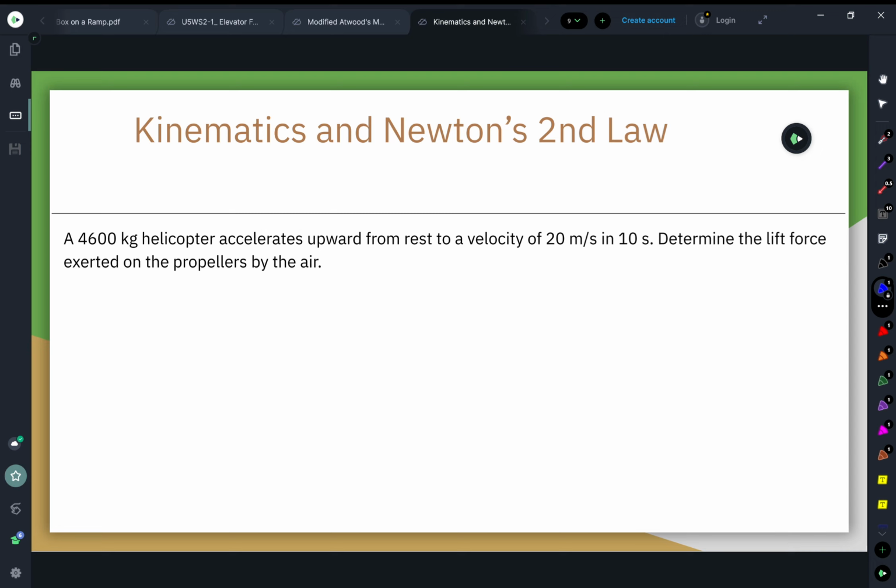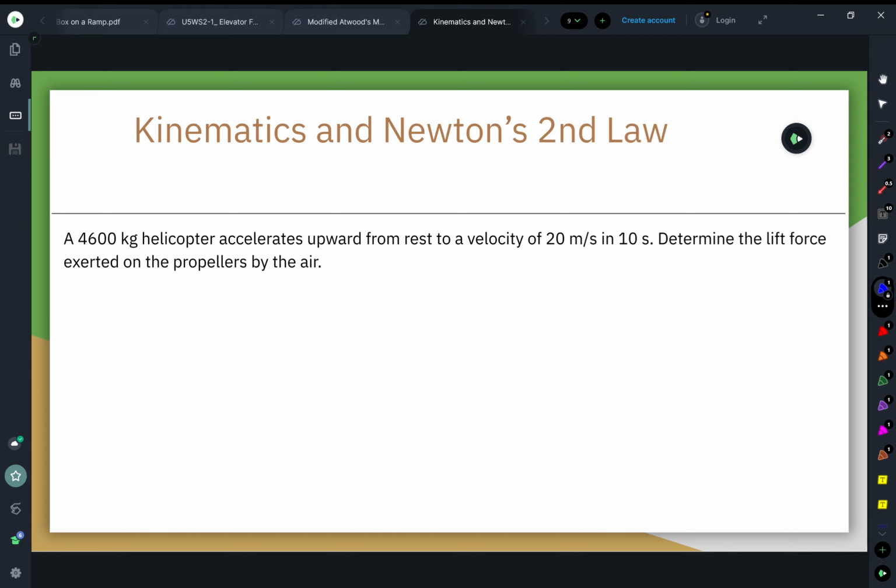Okay, so right now we're going to talk about how we can relate kinematics with Newton's second law of motion. So we're going to solve through this example problem and show how we can relate those two. A 4,600 kilogram helicopter accelerates upward from rest to a velocity of 20 meters per second in 10 seconds. Determine the lift force exerted on the propellers by the air.